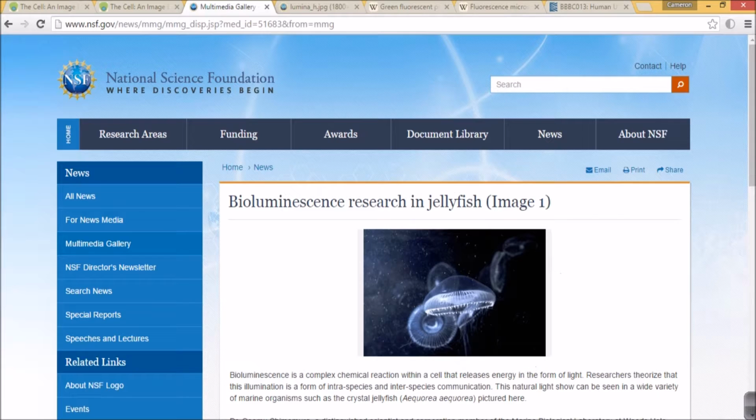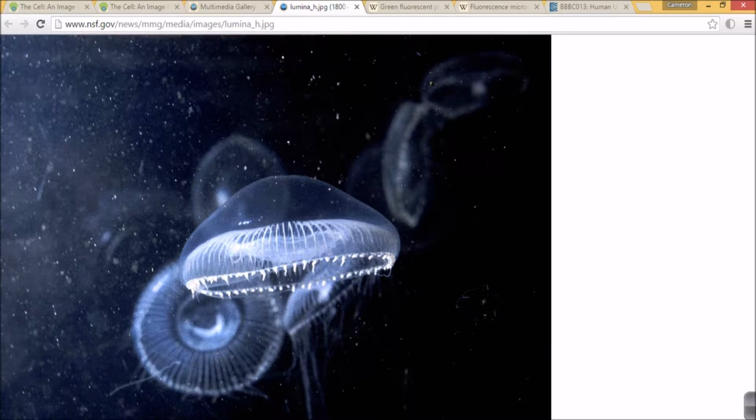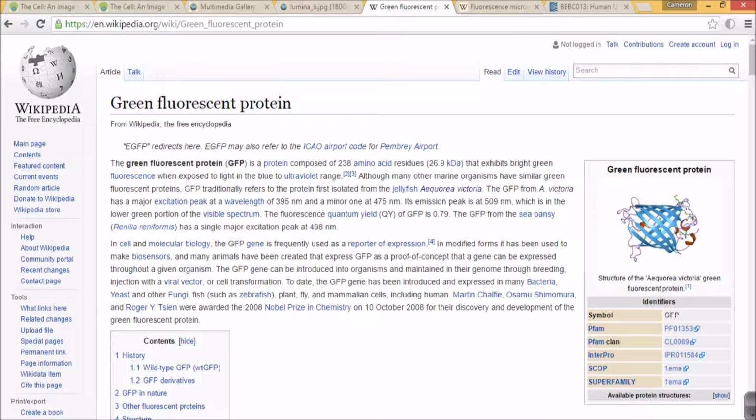There are many fluorophores that are useful in fluorescence microscopy, but green fluorescent protein deserves mention. Green fluorescent protein, or GFP, is a natural protein that originates in the bioluminescent jellyfish Echoria victoria. Here is an image of Echoria. Since its discovery, scientists have engineered many mutants of GFP for use as tools in biotechnology.